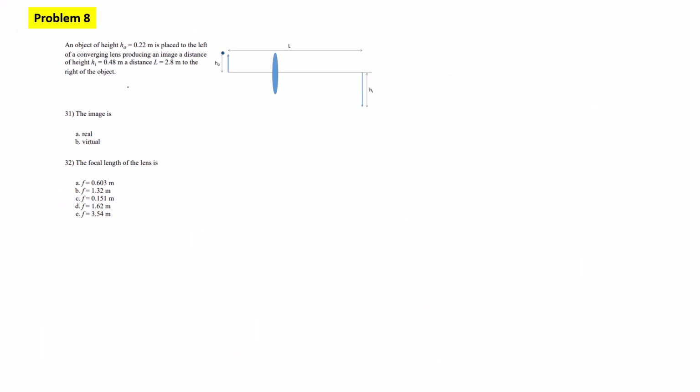All right, here's problem 8. It says, an object of height h naught equals 0.22 meters is placed to the left of a converging lens, producing an image, a little bit of a typo here, of height 0.48 meters. And it's 2.8 meters away from the object, and it's to the right of the object. First of all, we see from this diagram that the image here is definitely inverted. And if it's inverted, that automatically tells you that if there is only one lens, it is a real image. So choice A is the correct answer.